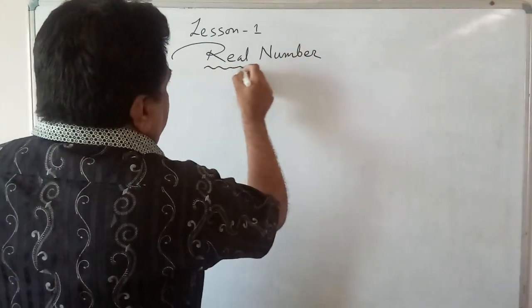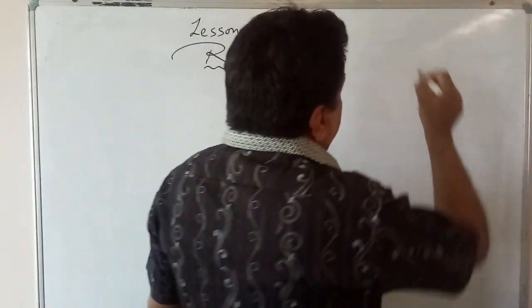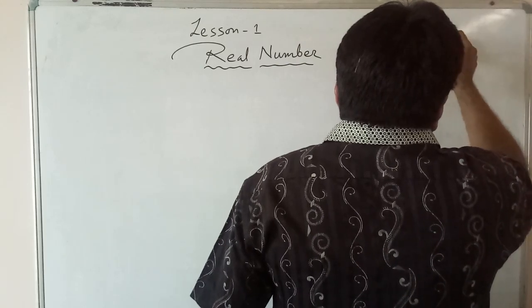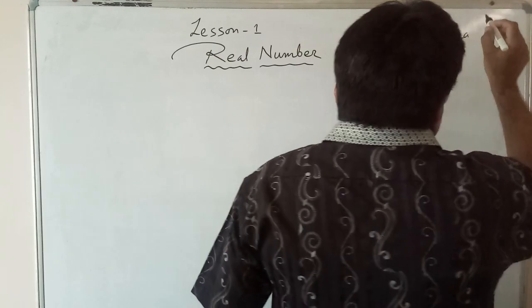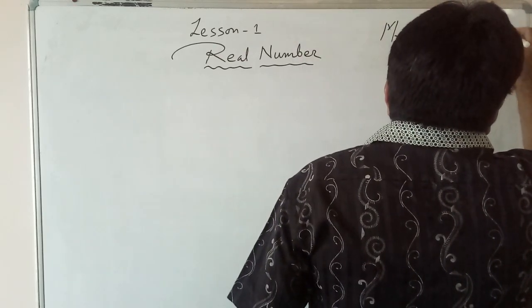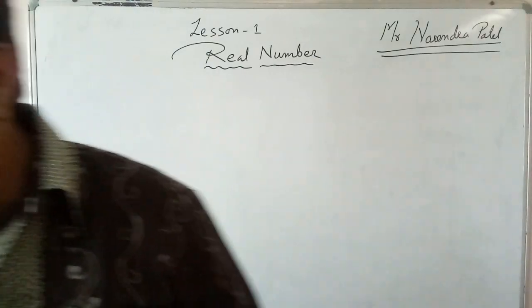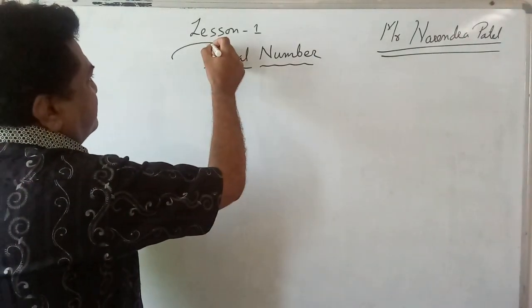You all know about the real numbers. You have learned about different types of numbers: natural numbers, integers, whole numbers, rational numbers. So today we will learn about real numbers.